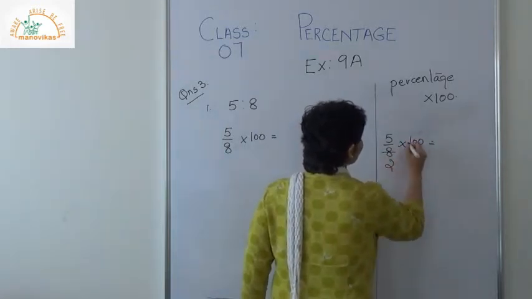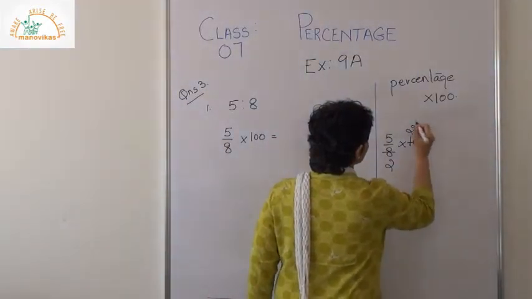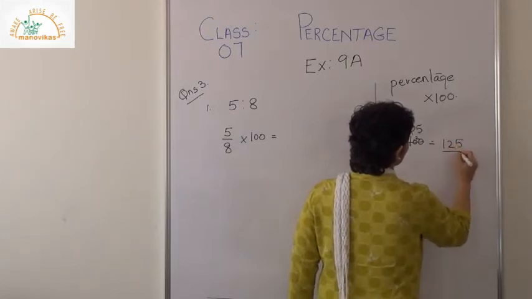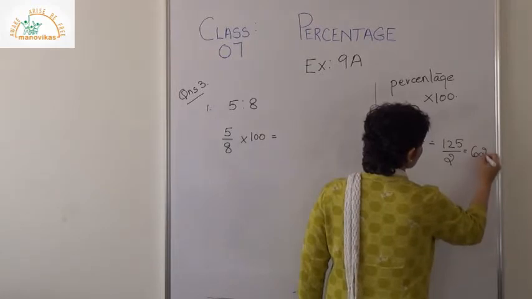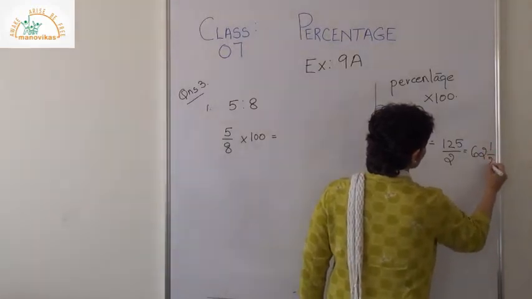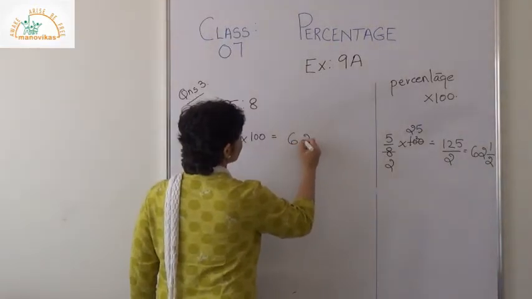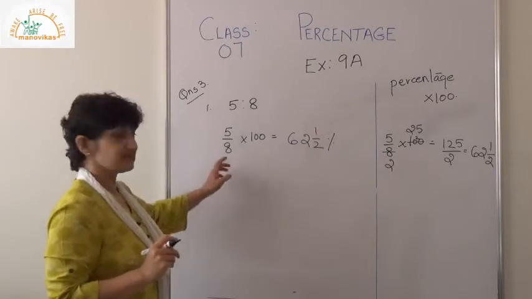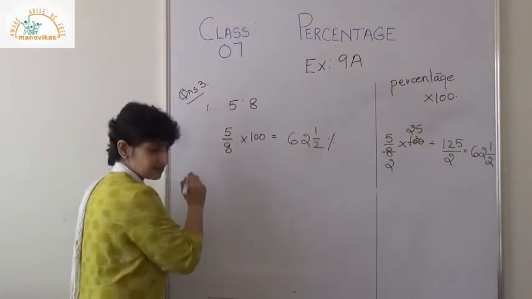4 2s are 8, 4 2s are 8, 9, 10. 4 5s are 20. 25 5s are 125 upon 2. 2 6s are 12. 2 2s are 4, 5. So you will get 62, 1 upon 2%. Is this clear? Have you understood, children? So let's try the second sum.